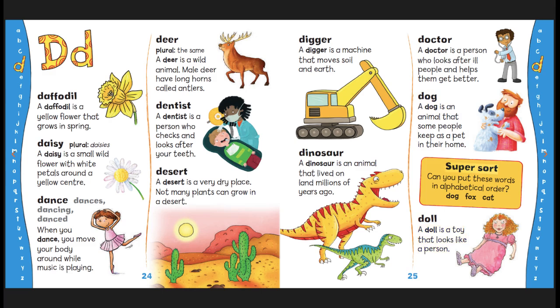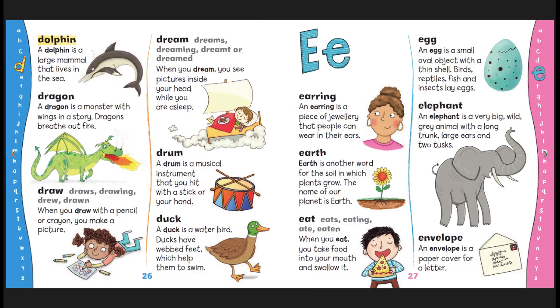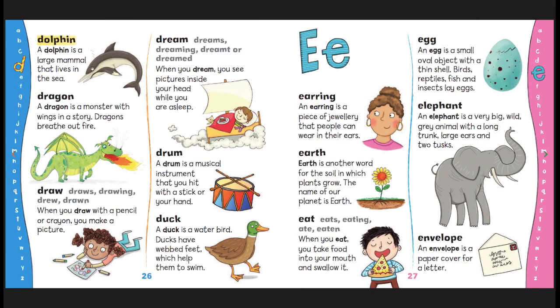Supersort. Can you put these words in alphabetical order? Dog, fox, cat. Doll. A doll is a toy that looks like a person. Dolphin. A dolphin is a large mammal that lives in the sea. Dragon. A dragon is a monster with wings in a story. Dragons breathe out fire.